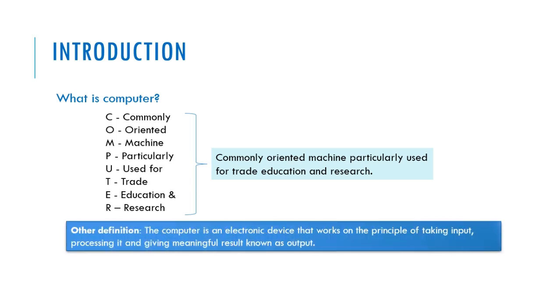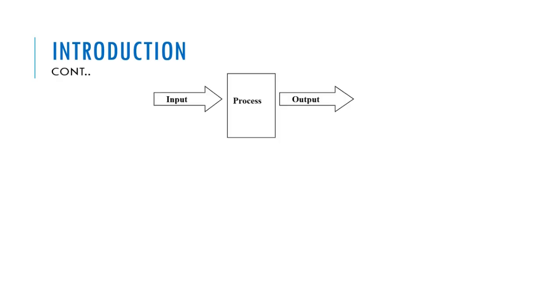There is another definition of the computer: a computer is an electronic device that works on the principle of taking input, processing it, and giving a meaningful result known as output. You can see this: input, process, output. This is the basic principle of how a computer works. Now let's understand the meaning of this input, process, and output.